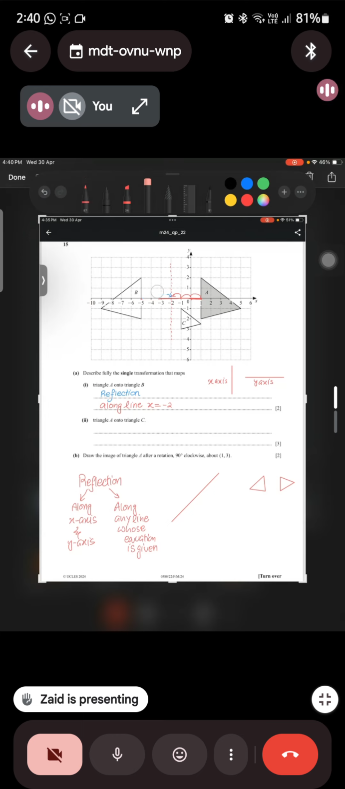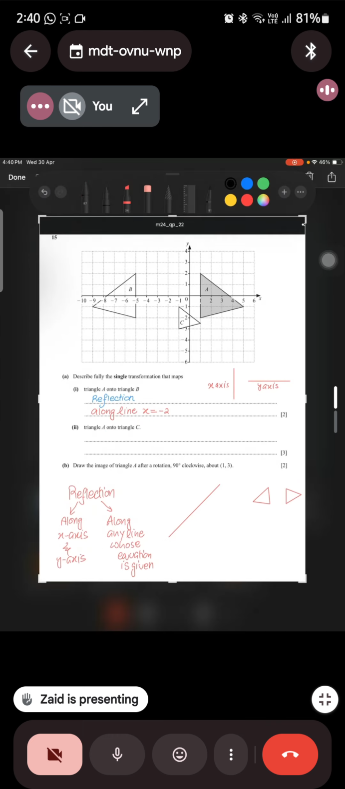Okay. Now triangle A onto triangle C. So triangle A onto triangle C, we can see that A and C are almost the same. The only difference is that one is bigger, the other one is smaller. Okay. So what we are going to do here? So first of all, for 3 marker, we are going to write enlargement. Okay. First thing, enlargement.